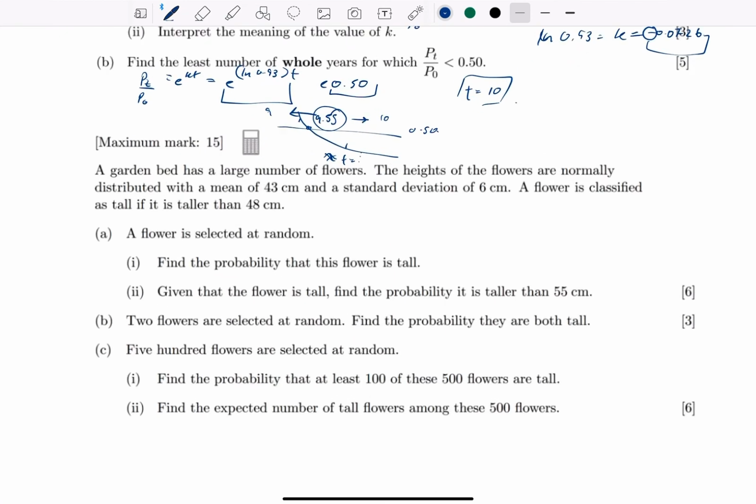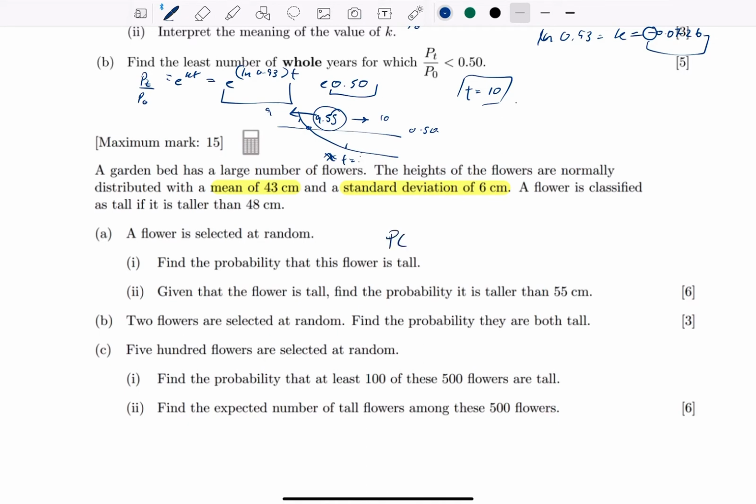All right. A garden bed has a large number of flowers. Surprising. The height of the flowers are normally distributed with a mean of 43 centimeters and a standard deviation of 6 centimeters. Right away, this is setting us up for normal distribution. A flower is classified as tall if it is taller than 48 centimeters. A flower is selected at random. Find the probability that this flower is tall.